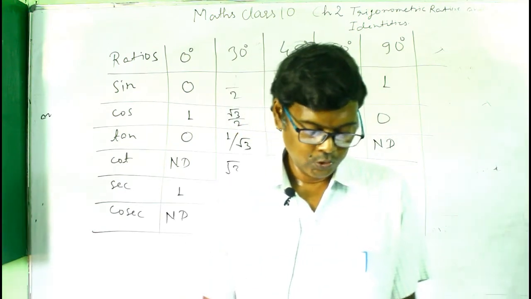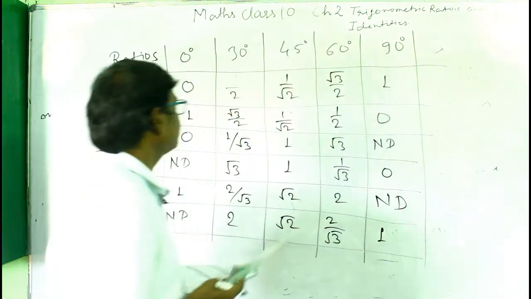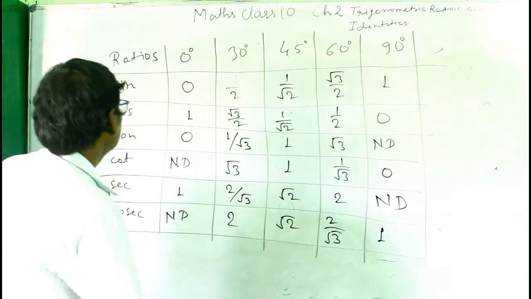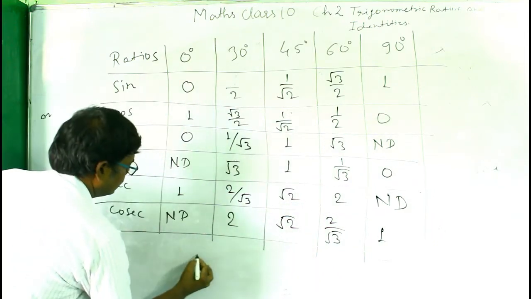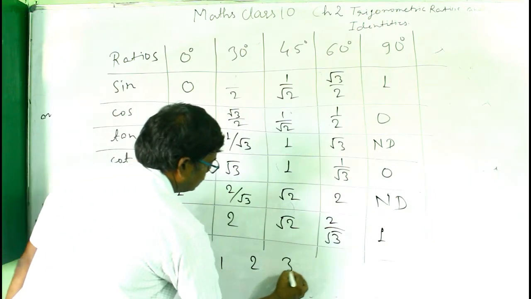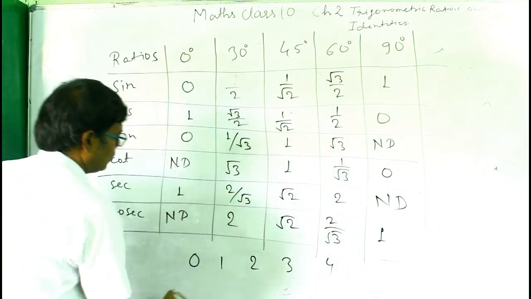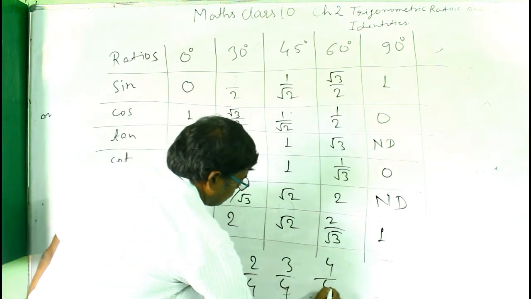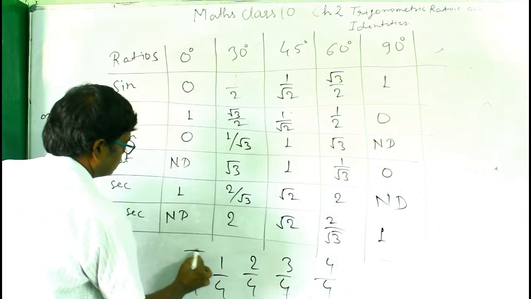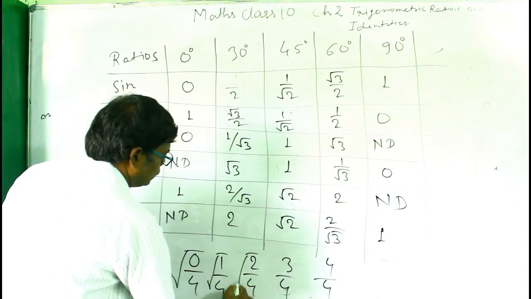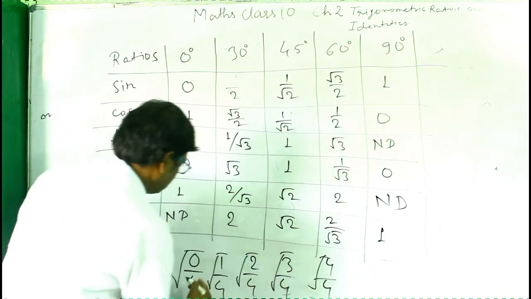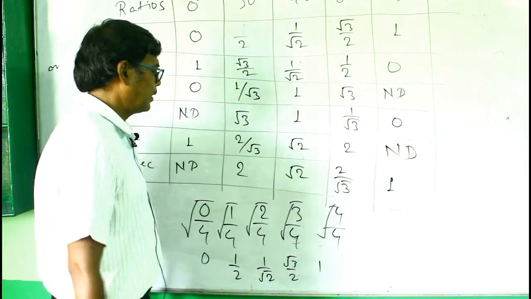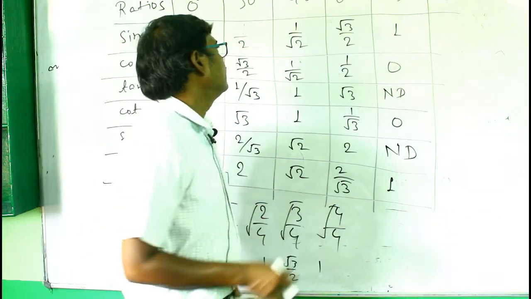Okay, so you must learn, and there is a shortcut method to learn these values. For example, first write the numbers 0, 1, 2, 3 and 4. Then divide all these by 4, and then take the square root of these numbers. Then you will get the values of sine. So from this you can learn, and you can remember these values easily.